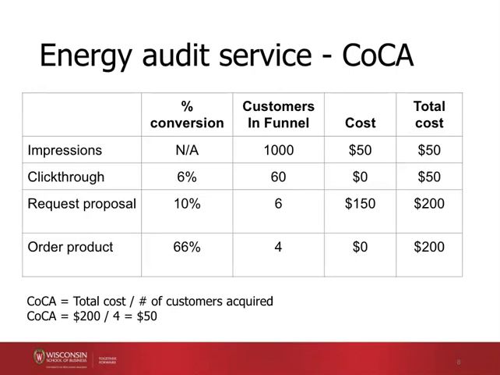Our CoCA is our total cost divided by customers acquired. Our total cost, as shown in the chart, is $200, and the number of customers we acquired is 4. So our CoCA is $50 per customer. So I encourage you, take a moment, walk through this, make sure you're comfortable with it, because this is the expectation that you can complete a calculation like this.